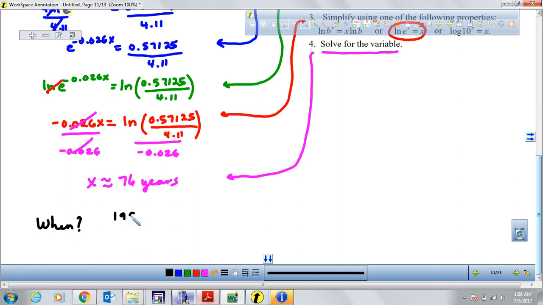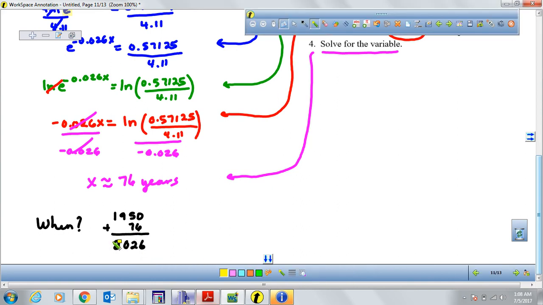From 1950. Remember that x is the number of years after 1950. So that means that we need to add the 76 years to this year, and that means that the population will become 8 billion in the year 2026. And that is the answer for this question.